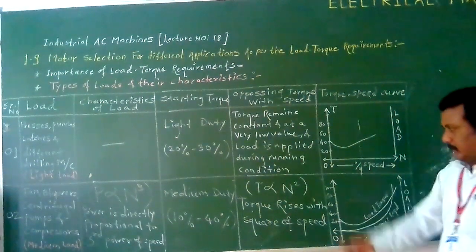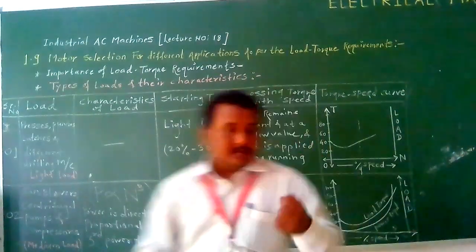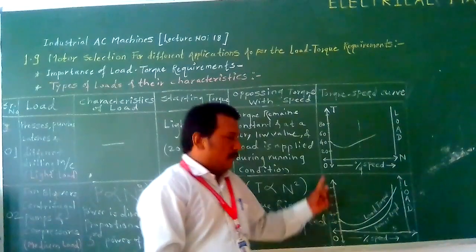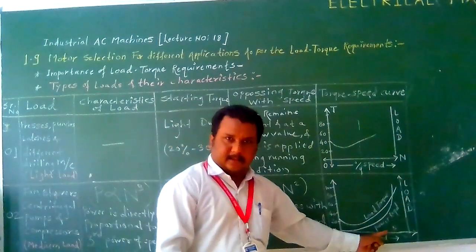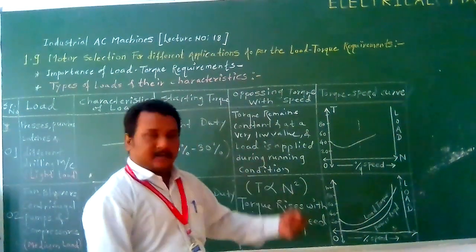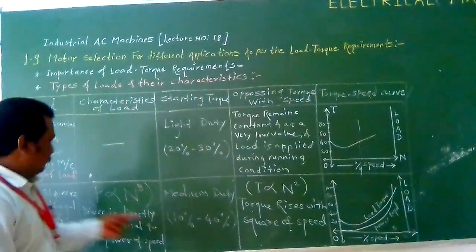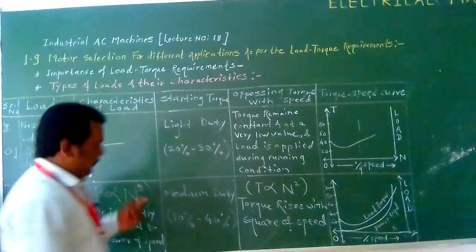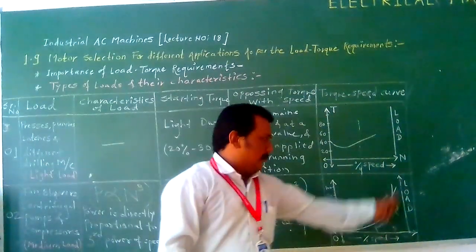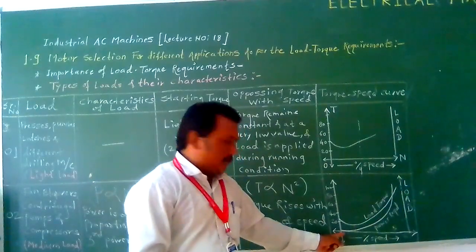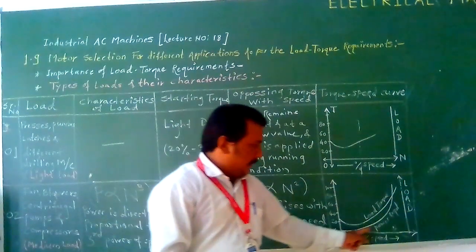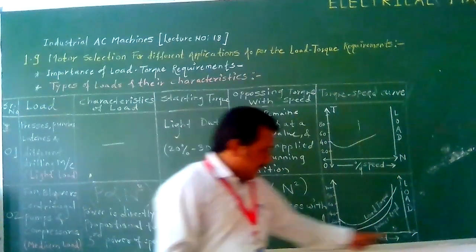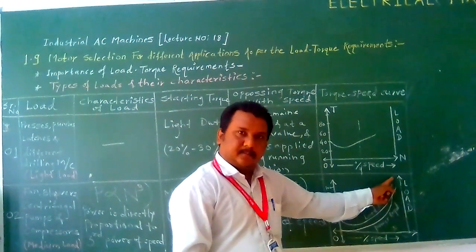Now we are taking its load torque speed characteristics. Here the y-axis is the torque, the x-axis is the speed. Here first we are seeing power, which is directly proportional to speed cube. Here power required starts from zero and extends over here. Means as the speed increases, power also increases.